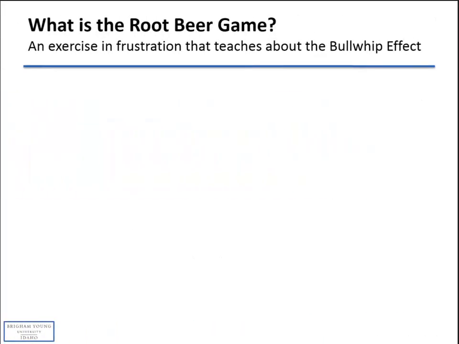Now, the root beer game, what is it? It is an exercise really in frustration that teaches about the bullwhip effect. It's a fun game and it's really designed to have students fail at managing their inventory well. In the root beer game, participants are assigned to 4 roles and place orders for root beer with their supplier in order to meet their customers' demand. Those roles are retailer, wholesaler, distributor, and factory.